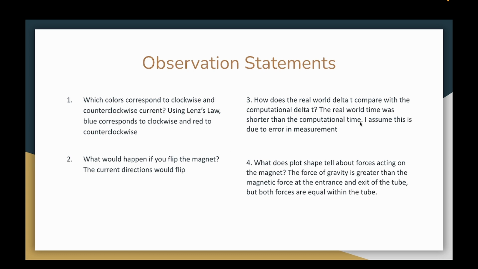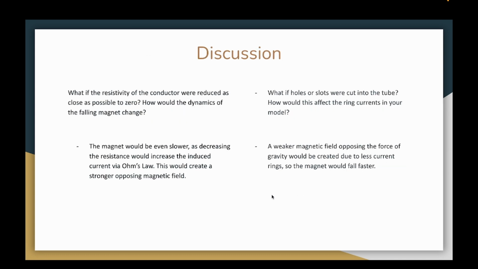How does the real-world delta t compare with the computational one? In this experiment, I found the real-world time to be shorter than the computational time, which I assume is due to an error in measurement. What does the plot shape tell about forces acting on the magnet? Well, the force of gravity is greater than the magnetic force at the entrance and exit of the tube, but both forces are equal within the tube.